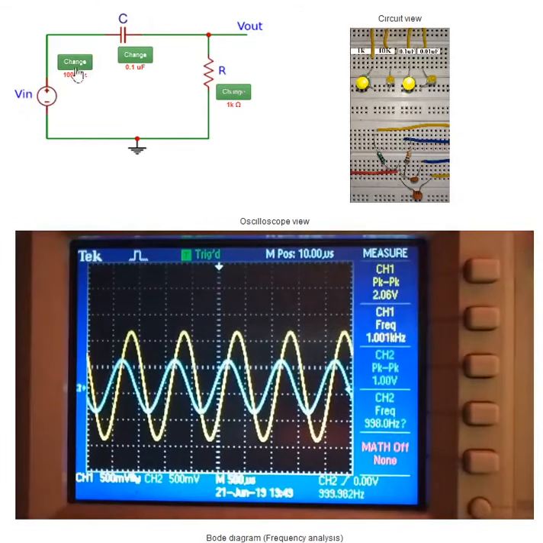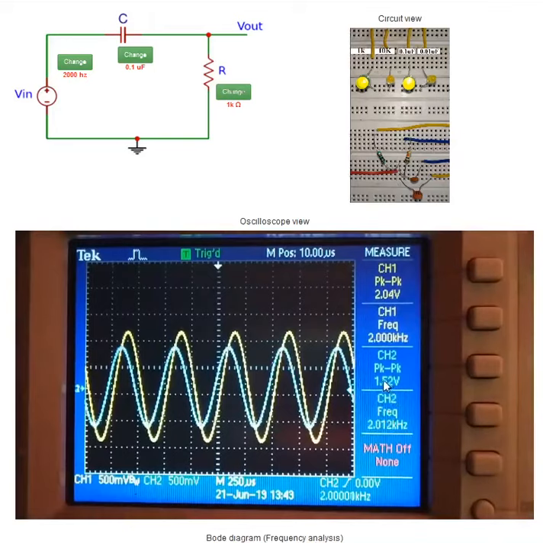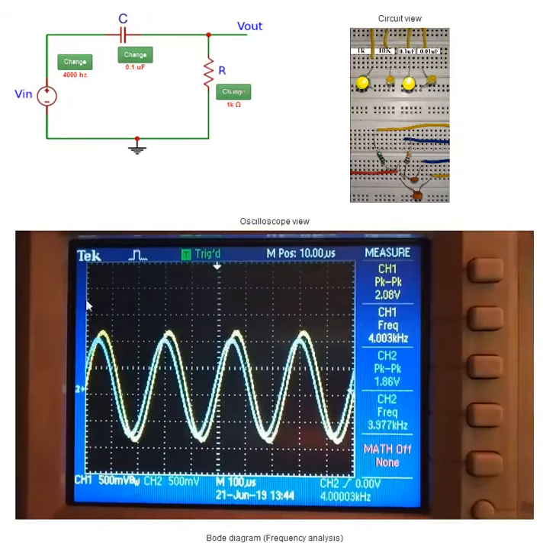If the frequency further increases to 2 kHz, the time response shows that output amplitude increases to 1.52 volt, and if the input frequency is 4 kHz, which happens to be in the passband region of this filter, the output amplitude is 1.86 volt and it's almost in phase with the input signal.